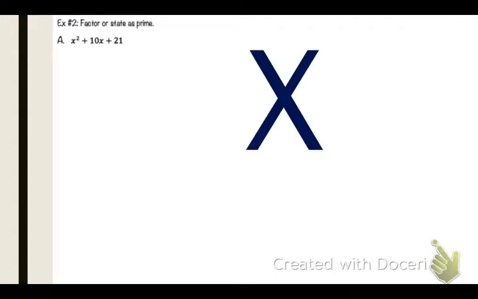So we have this x. So the top number is the constant term, or the last number. So the top number in my x is 21. Please take good notes on this.